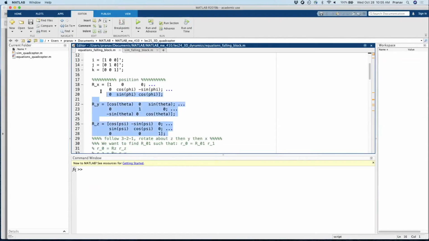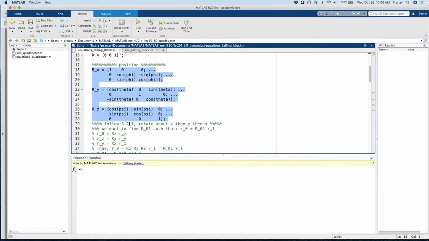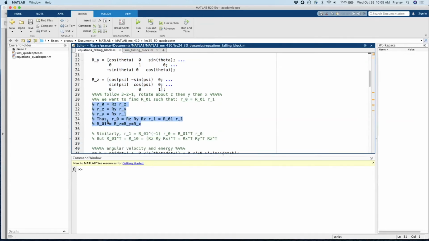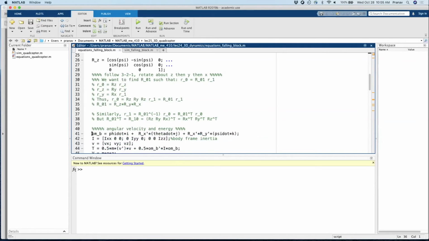Then define the rotation matrices. This is essentially the way we express rotations, right? We have the 3-2-1 Euler representation, and this is just giving you a little bit more detail on what exactly goes into deriving the equations for rotation. I already derived it in class. But once we have the rotation matrix, we can then find the angular velocity in the body frame.